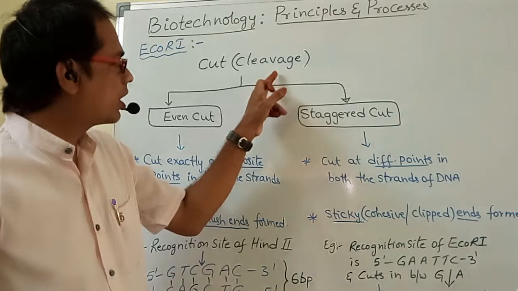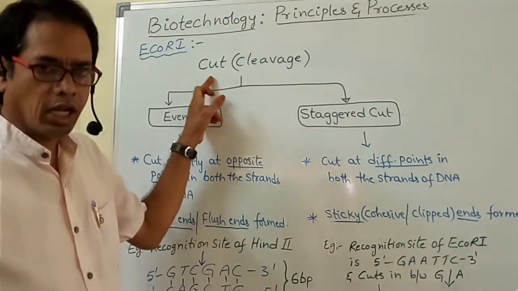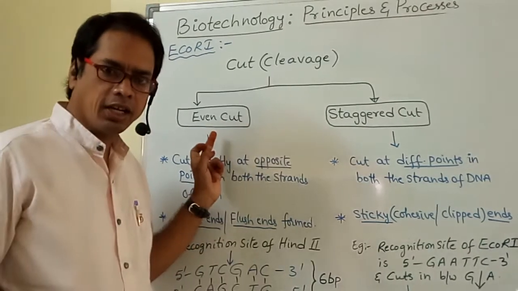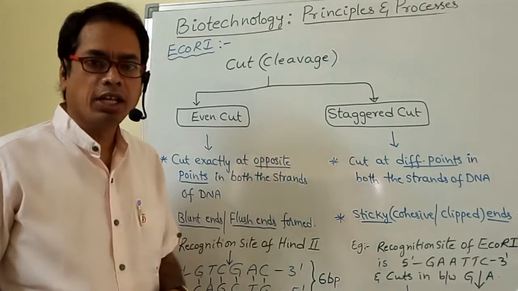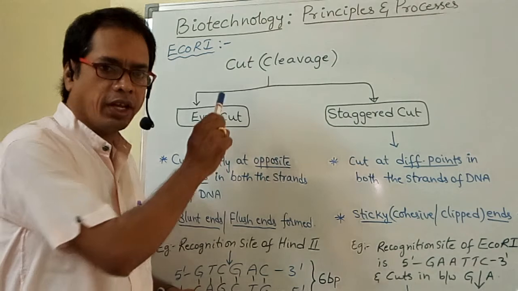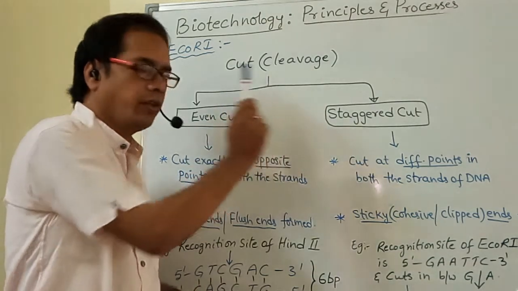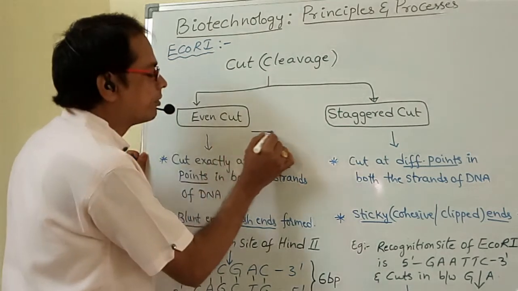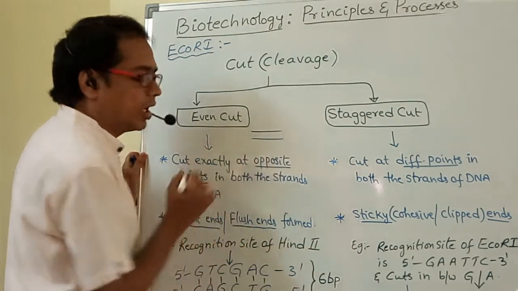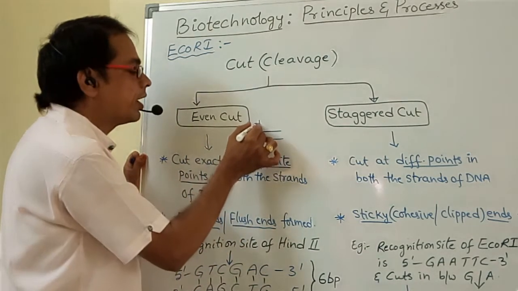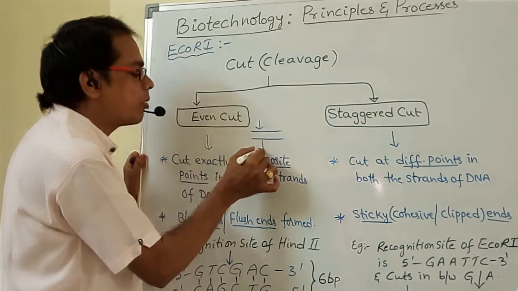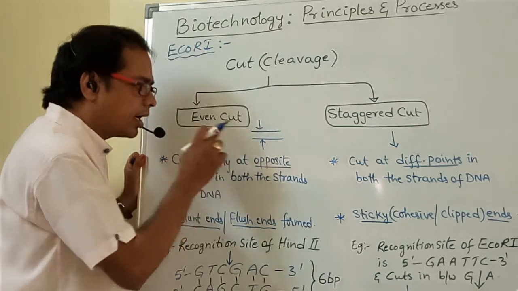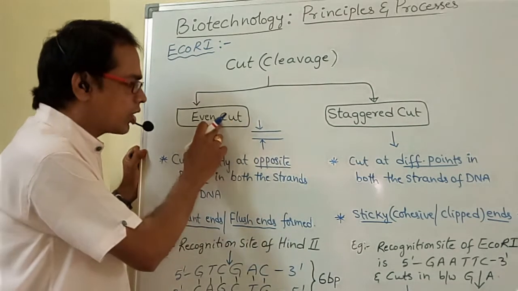Cleavage is also called cut. There are two types of cuts: one is called even cut and another one is called staggered cut. See, if this is the double stranded DNA and if it cuts exactly at opposite points, it is called even cut.